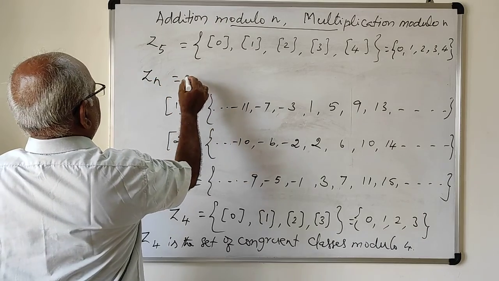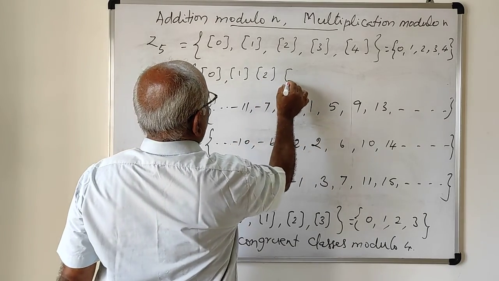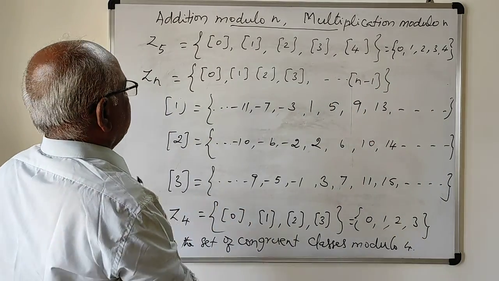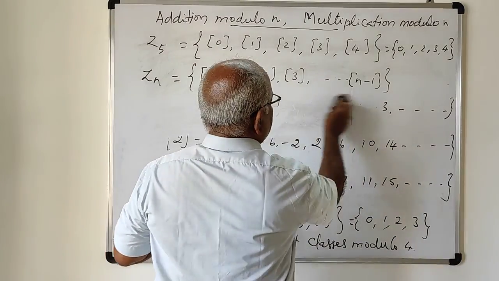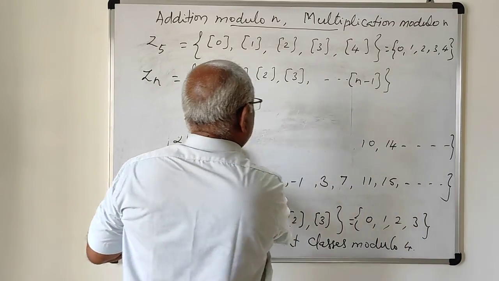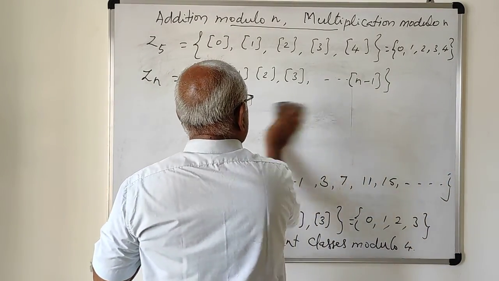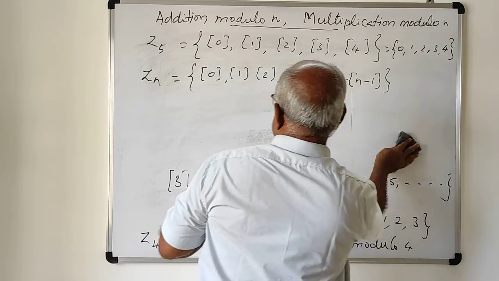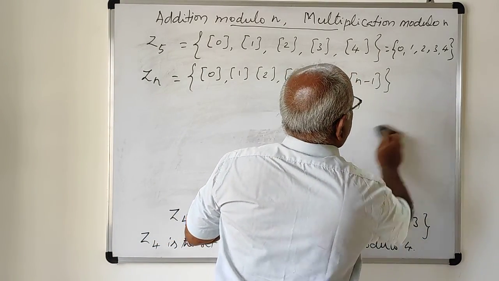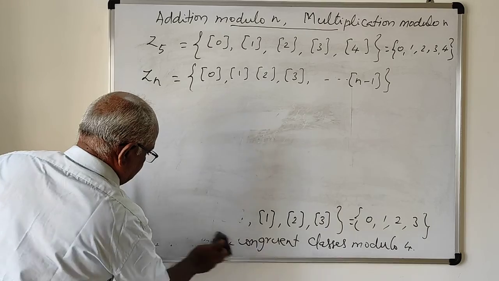Similarly, Zn is the set of congruent classes modulo n, which are 0, 1, 2, 3, etc. up to n minus 1. This is Zn, the set of congruent classes modulo n. Like that, the congruent classes are expressed with the remainders for Z5, Z10, Z4, Z3 and so on.